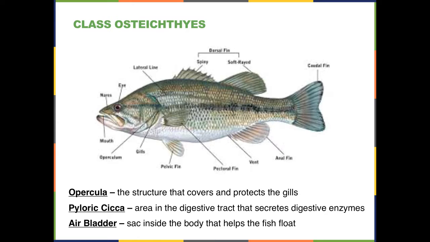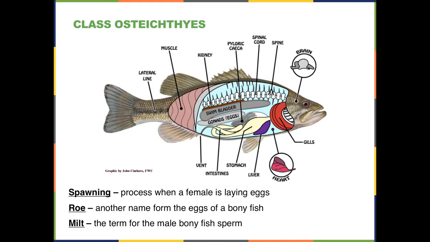Also within the bony fish, that's not in a shark, is an air bladder. Sharks do not have air bladders, which is another reason that they have to continually swim, because if they do not continually swim, they will sink to the bottom. Bony fish, on the other hand, can stop and sit still, and because of their opercula and their ability to pump water over their gills and their air bladder, they can float in the water and sit in the water motionless.